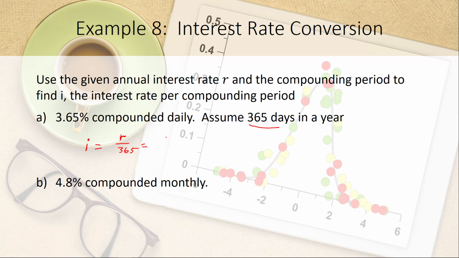For R, we have 3.65%. Divide that by 365, and we have that the interest rate over the one compounding period is equal to 0.01%. Okay, what about 4.8% compounding monthly? If that's the case, then M is equal to 12, and R is equal to 4.8%. That means that I is going to be equal to our annual rate divided by 12, which is 4.8% divided by 12, and that will give us 0.4% per month.